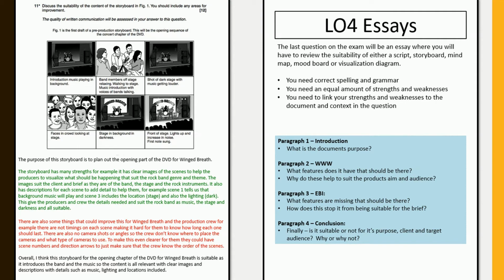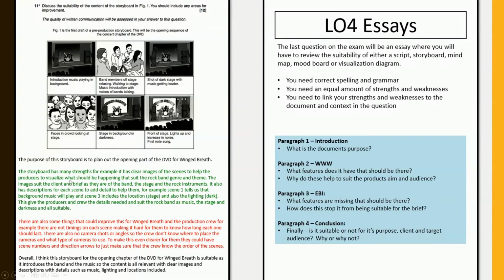So here's an example exam question on the left side here. So this scenario is based on Wing Breath, which is a rock band. So in terms of the written communication, this pre-production document which the students have to review is a storyboard here. The storyboard is in figure 1, which is here. It's a 12-mark question, and hopefully by watching this video, listening to the advice I am giving you, your students will be able to maximize the mark for the question.